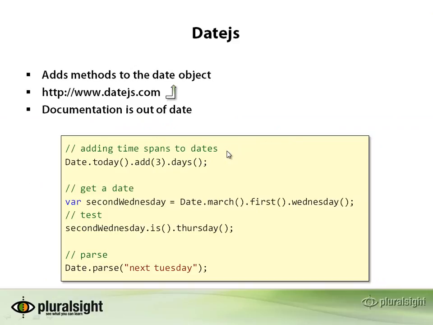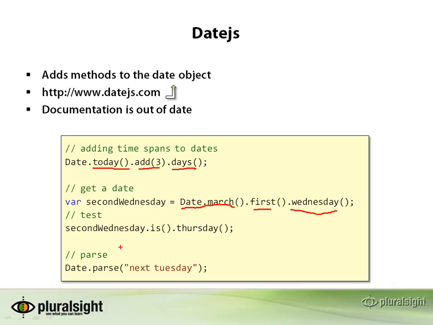Here I've provided some examples of the kind of things that Date.js allows you to do. Date.js works by extending the date object. It adds, for example, a today method that you can call to get the current day, and then you can do things like add 3 days using this fluent interface style. You can also get months from the date object and ask for things like the first Wednesday of the month, again using the fluent interface.